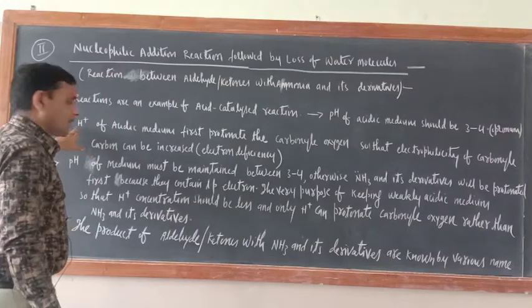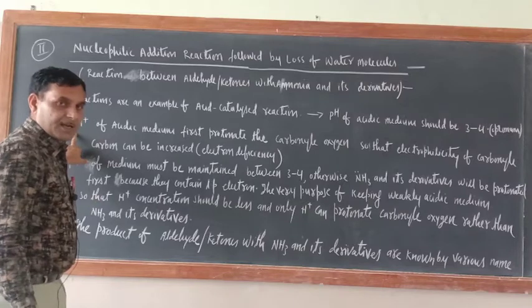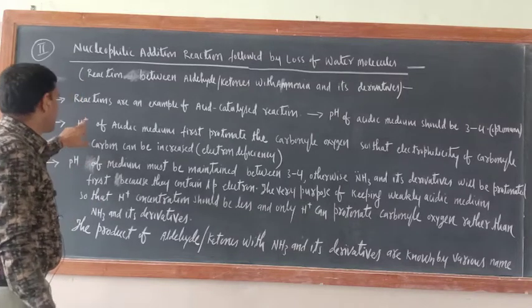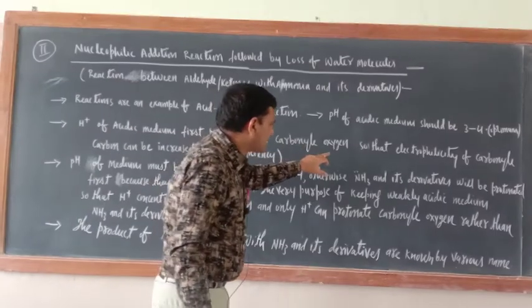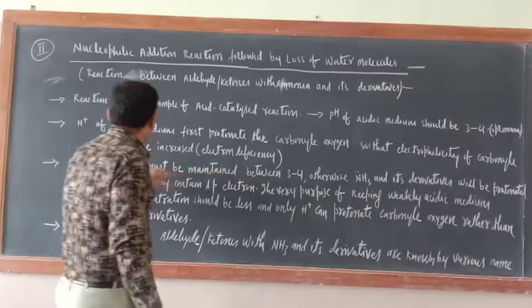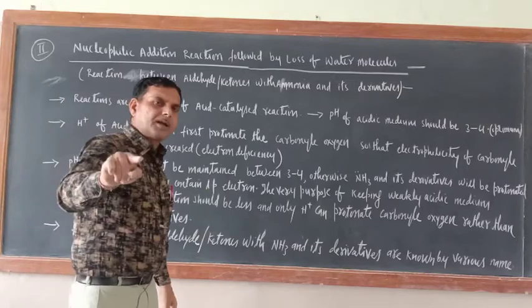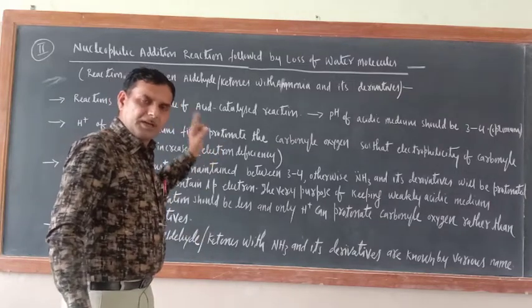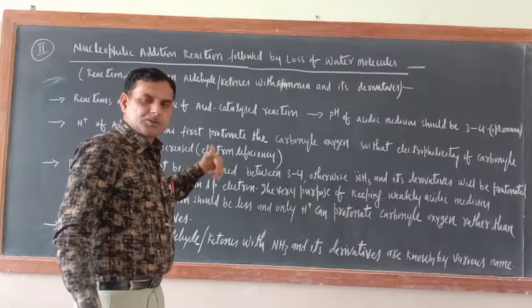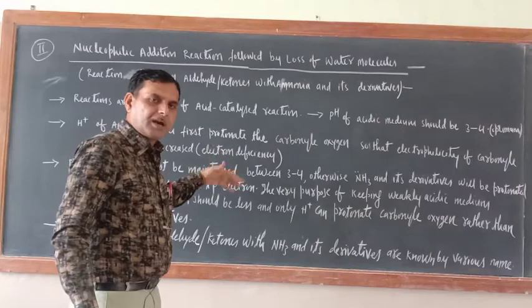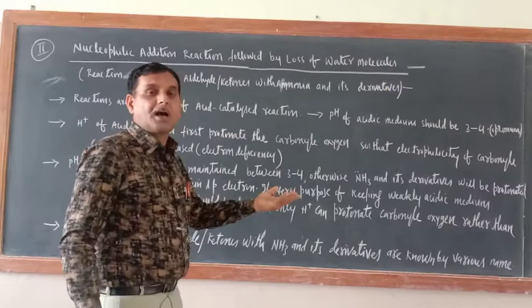Next point is, an acidic medium must furnish H positive ion. So H positive of the acidic medium first protonates the carbonyl oxygen so that the electrophilicity of the carbonyl carbon can be increased, the electron deficiency can be increased. This is the point of mechanism. Now if it is an acid catalyzed reaction, first the carbonyl oxygen should be protonated so that the electrophilicity of the carbonyl carbon can be increased. And then the next step is attack of the nucleophile on the carbonyl carbon.